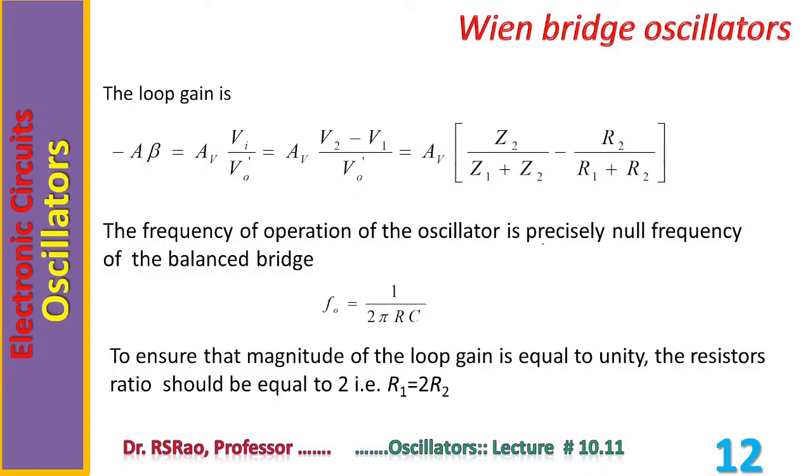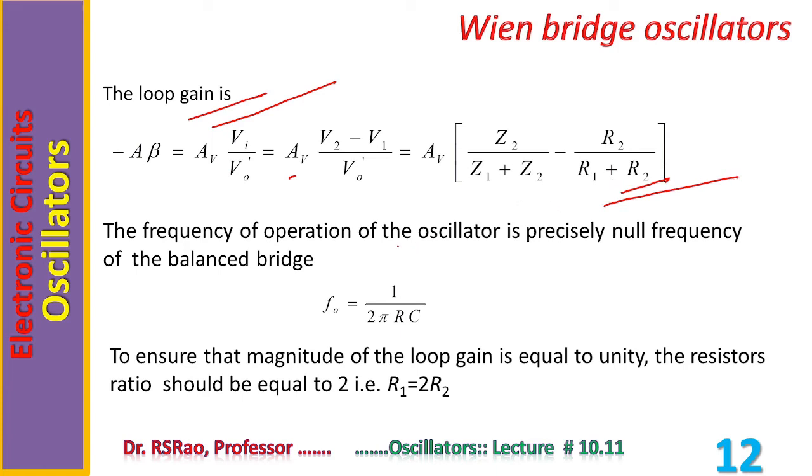The loop gain is minus A beta equal to A V into V_i by V0 prime, equal to A into (V2 minus V1) by V0 prime, equal to A into Z2 over (Z1 plus Z2) minus R2 over (R1 plus R2).